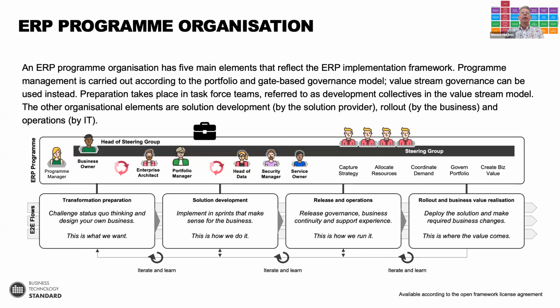It's also important, as there were some questions beforehand that I saw in the registration log, to discuss the responsibility of the business versus IT. The business has a very important role in the whole transformation preparation part, and in the end also for the whole rollout and business value realization. That's definitely a responsibility of the business. The whole release and operation is then technology operation, and the solution development is done together with your ERP provider. So this is one way to look at how an ERP program organization could be set up.